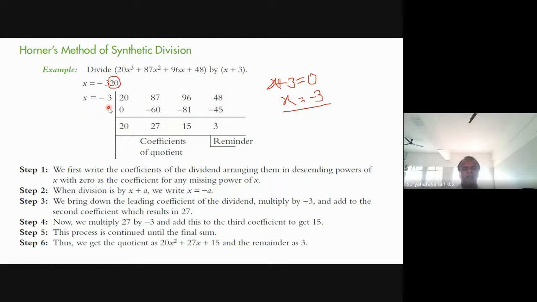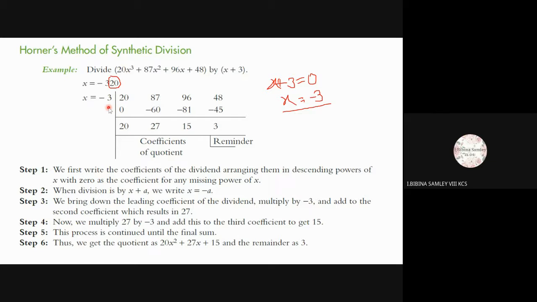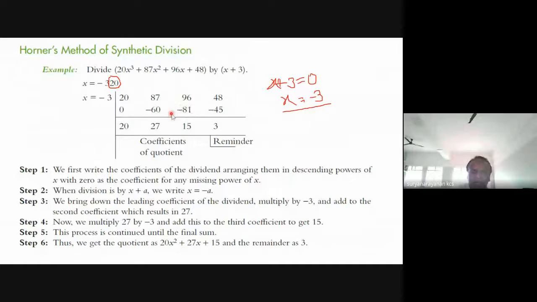Multiply these two numbers on rough paper. Please take a pen and paper, my children. 27 into minus 3 is minus 81. See here, we wrote that minus 81 just below the third number. Just below the third number 6, we wrote minus 81.